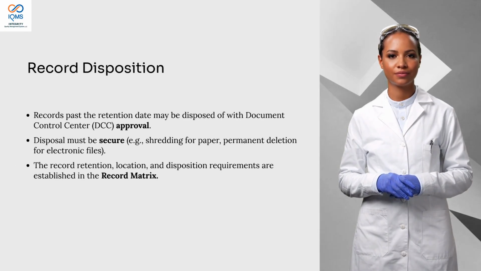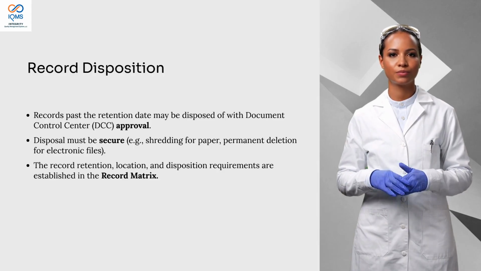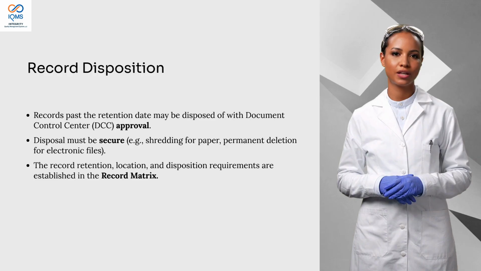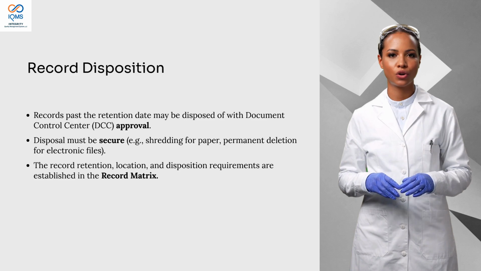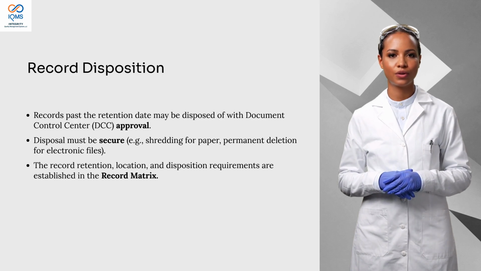Record disposition. Records past the retention date may be disposed of with Document Control Center (DCC) approval. Disposal must be secure, for example, shredding for paper, permanent deletion for electronic files. The record retention, location, and disposition requirements are established in the record matrix.